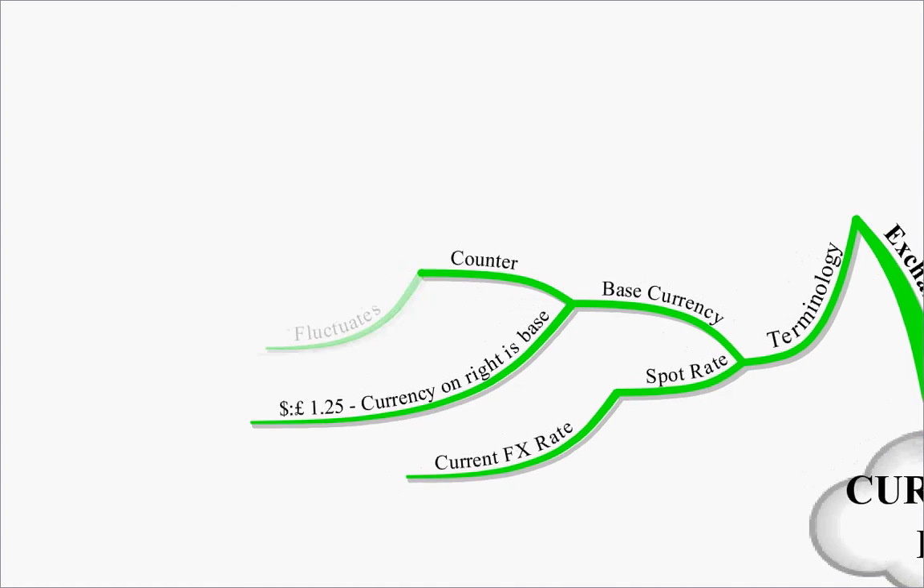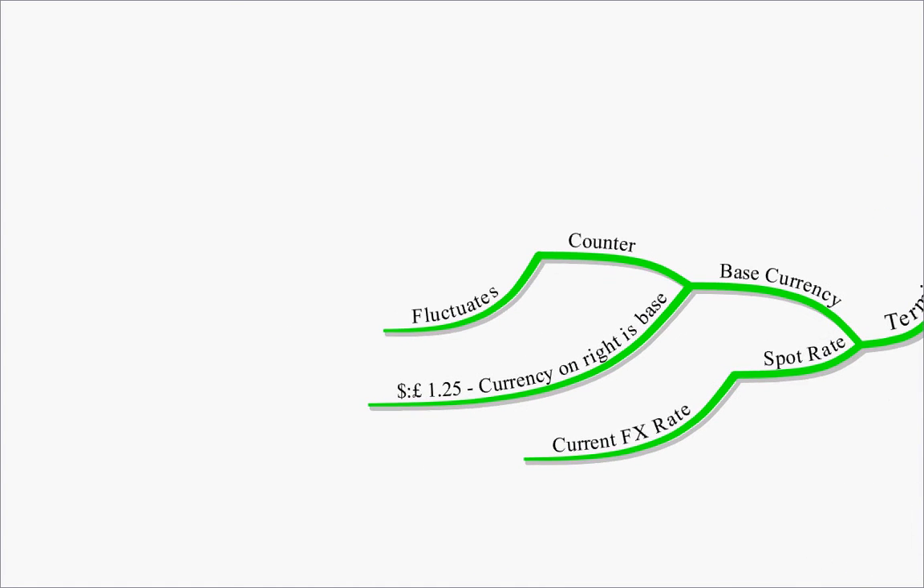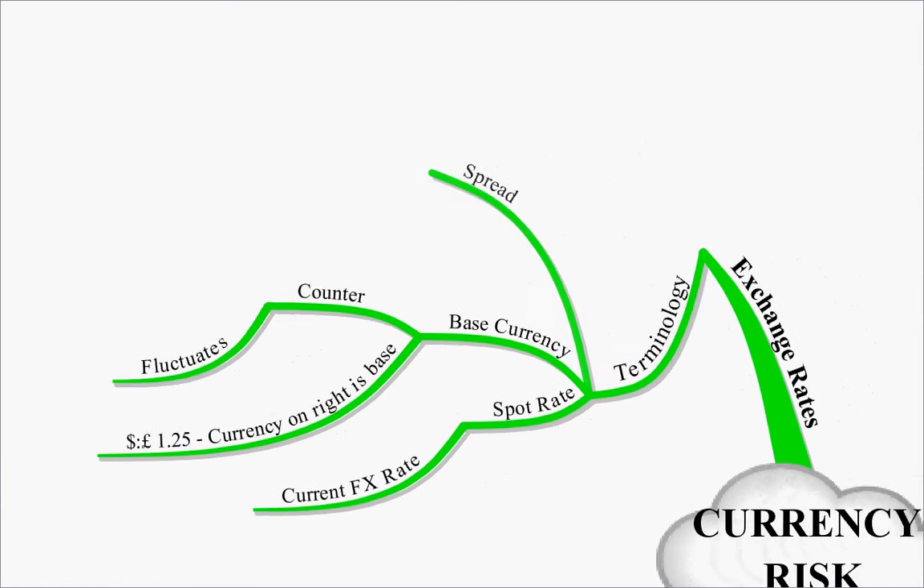The counter currency fluctuates against the base. In our example, the dollar is the counter currency. It's 1.25 to £1, okay? So that is the base currency to the counter currency, and the counter fluctuates against the base.